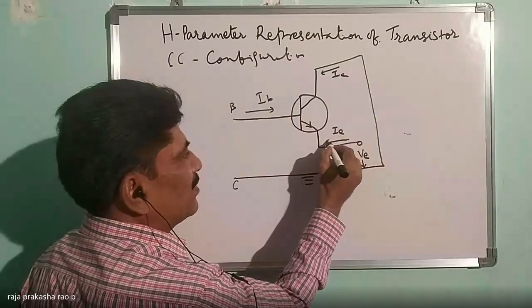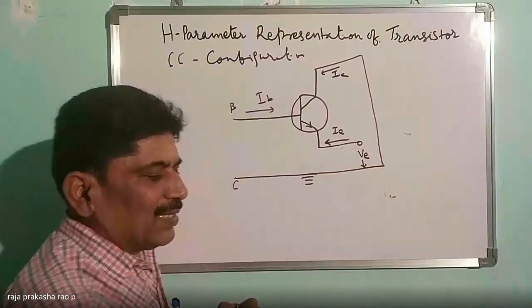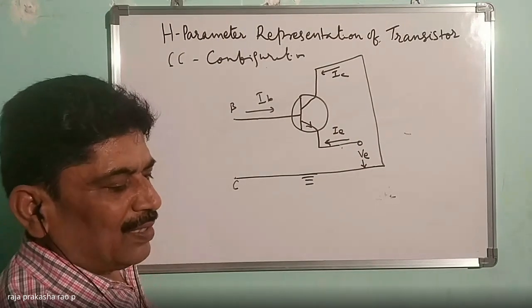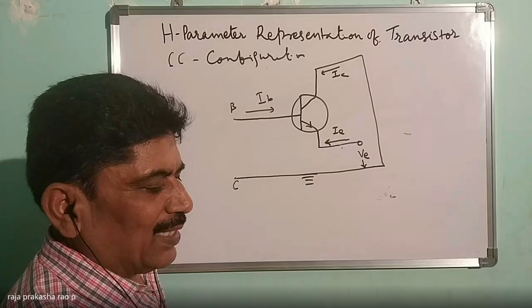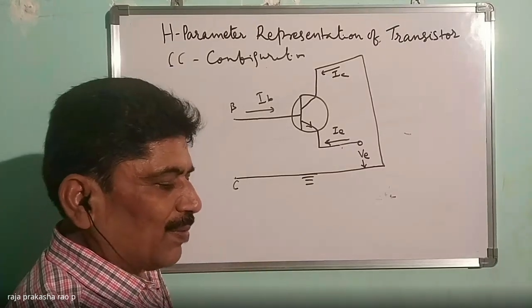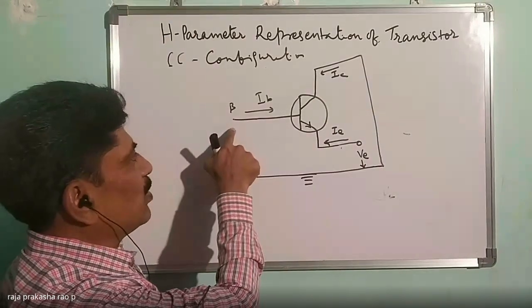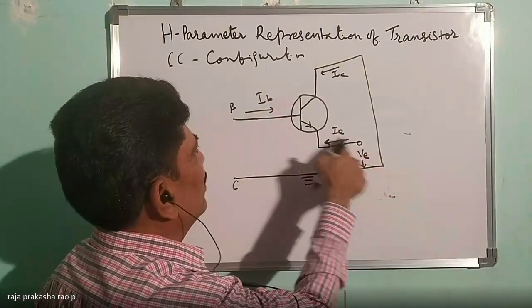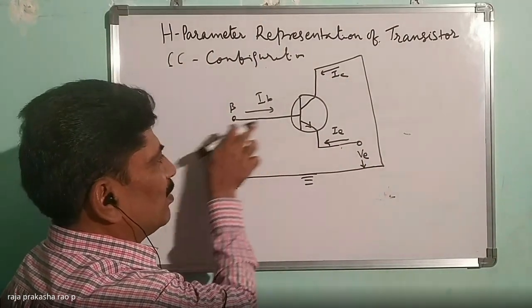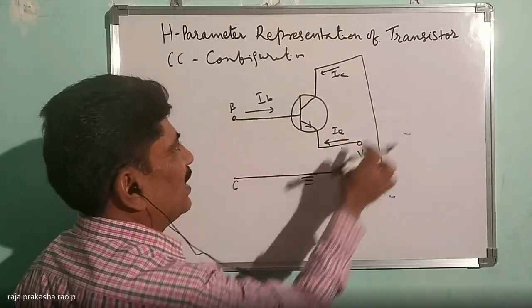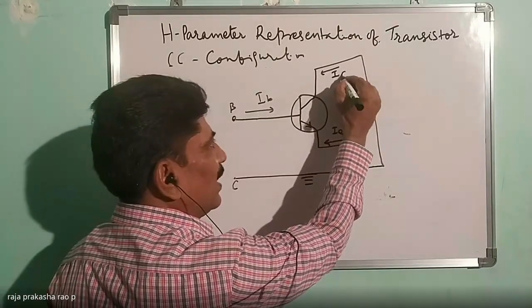The direction of current is very important. Sign convention: currents always move into the network. Here the network is the transistor only, so currents move into the network from the ports. Here three ports are there: B, C and E. From B, IB will flow into the port, and from E, IE, and from C, IC will flow. So remember it like this.